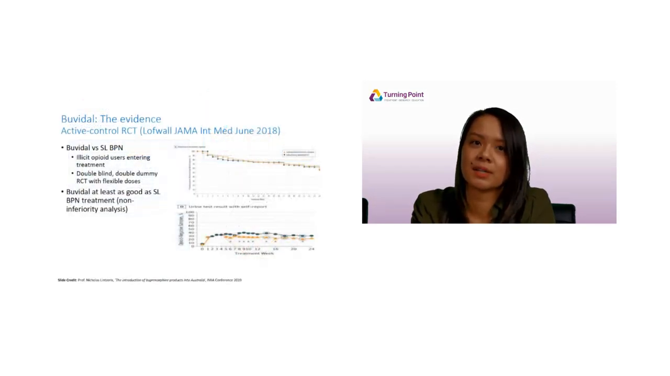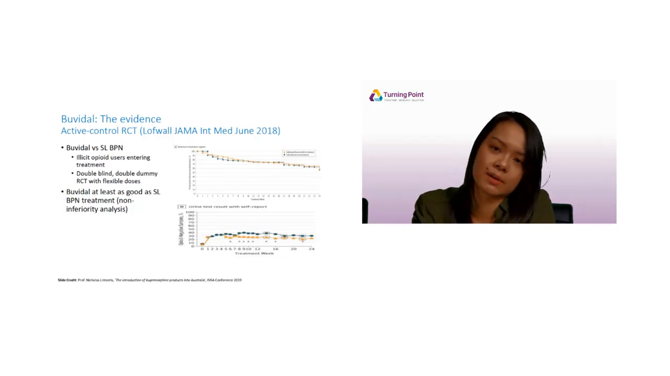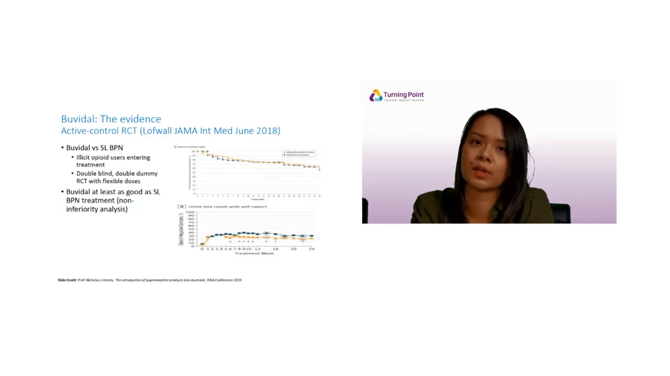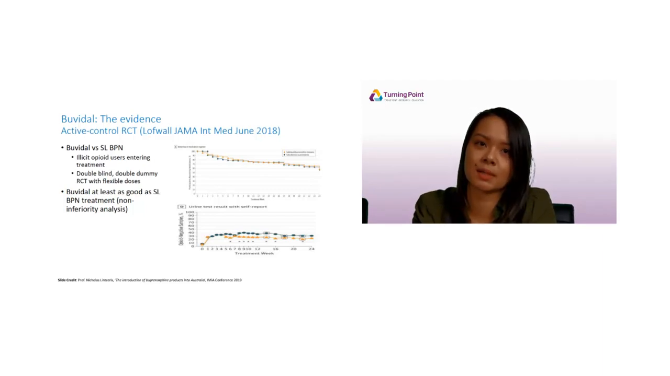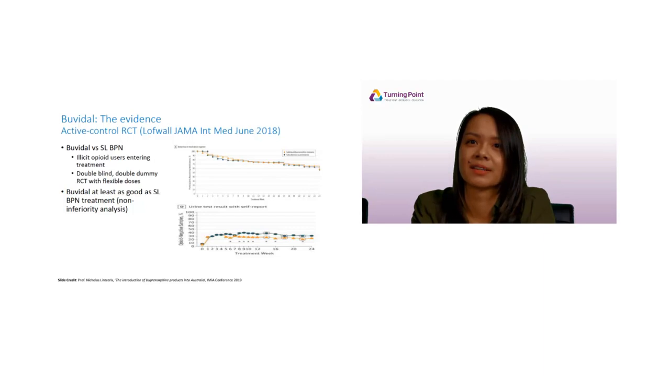So looking at the evidence to date we have on these injections, Buvidal had an active control, randomised control trial that was published in JAMA in 2018. That was a direct comparison of Buvidal versus your usual sublingual buprenorphine. They looked at illicit opioid users entering treatment. It was double-blind, double-dummy, so active like placebo. And they found that Buvidal was at least as good as the sublingual buprenorphine treatment, so it was a non-inferiority analysis. And then looking at those diagrams on the right there, you can see how the two compared in terms of urine test results with self-report as well.